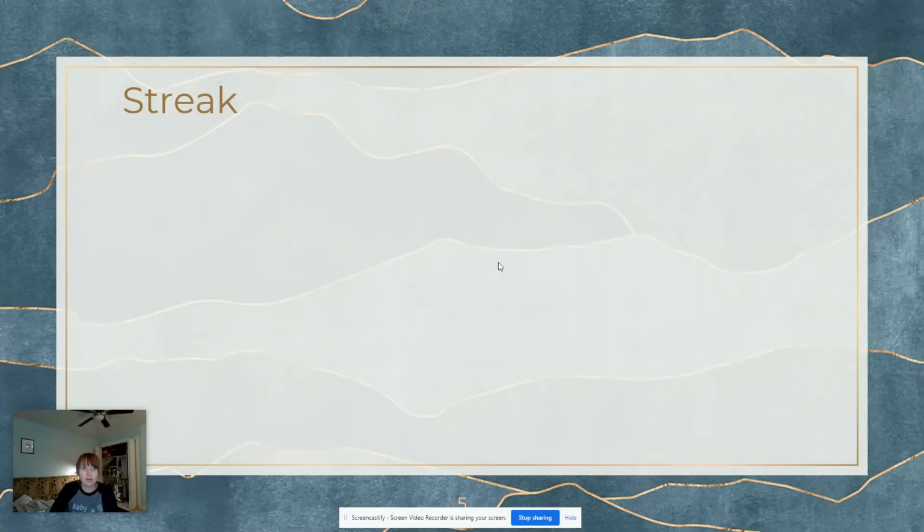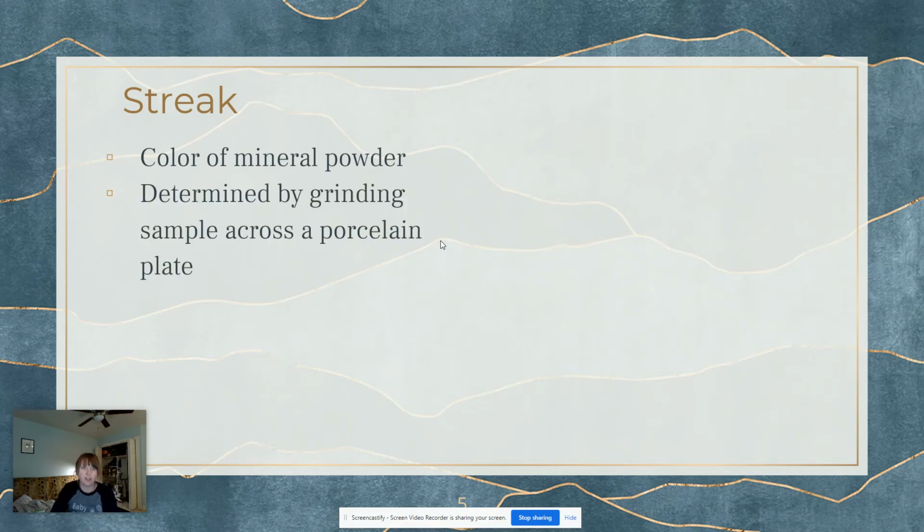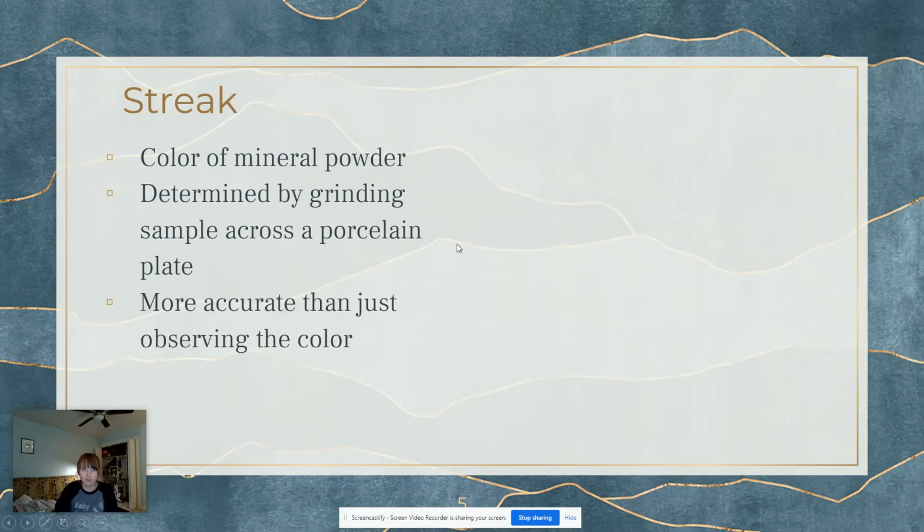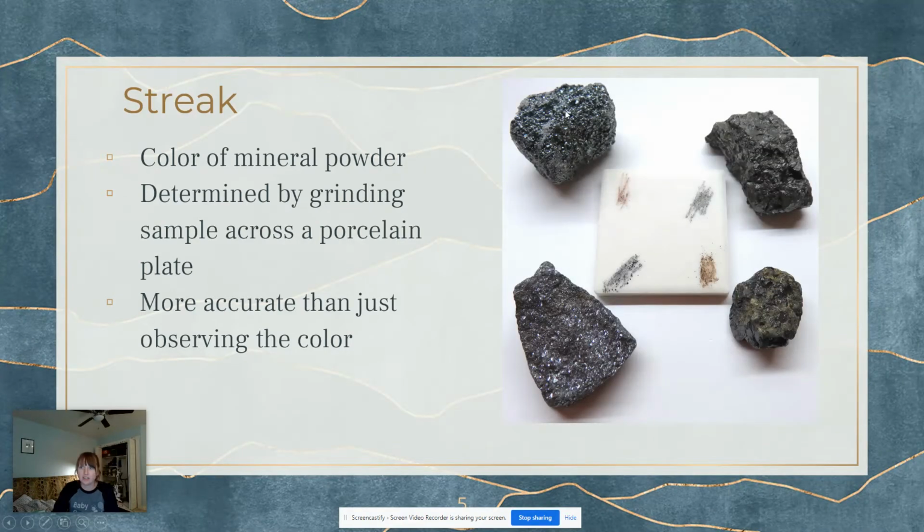Streak is similar to color, but it's the color of the mineral powder. So we determine this by grinding a sample across a porcelain plate, and you can see what color the powder is, and that doesn't have as much variation as the color of the mineral itself. So this is more accurate than just observing the color. So here you can see there's 4 different samples, and they each have very distinct, I guess those two are kind of similar, but pretty distinct different colors for their streak, the powder that they leave behind.